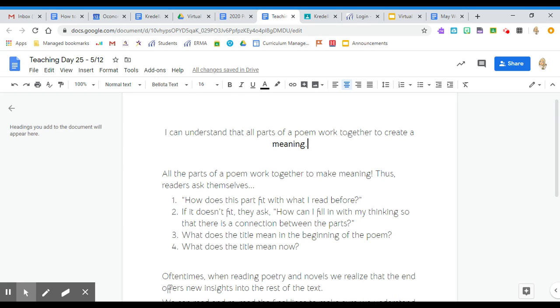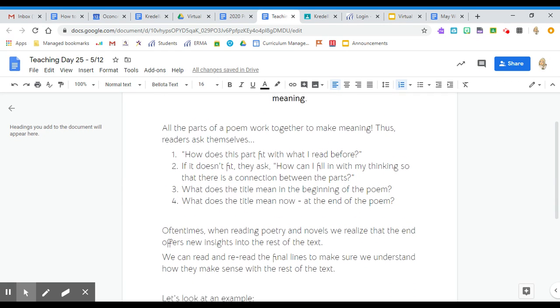What does the title mean in the beginning of the poem, and what does the title mean now? This would be meaning at the end of the poem. Okay, so we're going to look at all four. Three and four are going to combine, but we're going to look at the title and we're also going to look at how parts fit together in a poem. That's what you're going to do today.